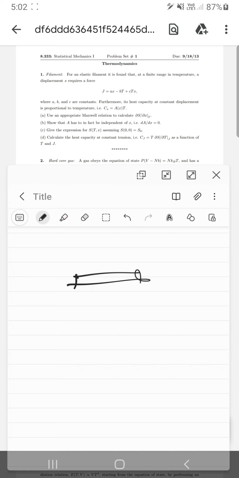It's found at a finite range in temperature. A displacement x requires a force. So they have given us g as a function of x and temperature. Wow, nice. So that's one equation. And then where a, b, c are constants. Furthermore, its heat capacity at constant displacement is proportional to the temperature.